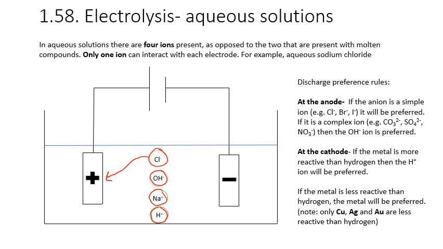Now at the cathode. Here's where we're concerned with the reactivity of the metal when compared to hydrogen. So you'll need your reactivity series for this. Now, if the metal is more reactive than hydrogen, then the H+ ion will be preferred, and it will go to the cathode. If the metal is less reactive than the hydrogen, then the metal will go to the cathode, leaving the H+ in solution. Now in this case, sodium is more reactive than hydrogen, and therefore the H+ ion will go to the cathode.